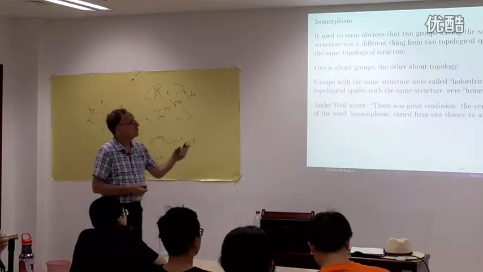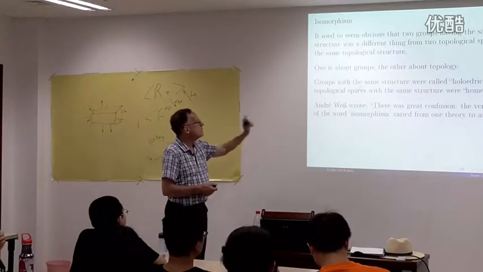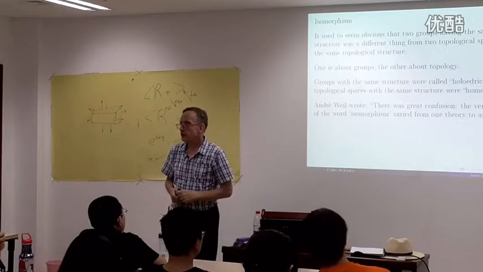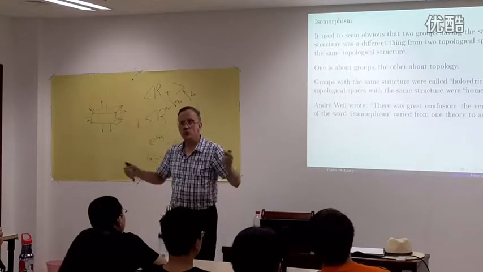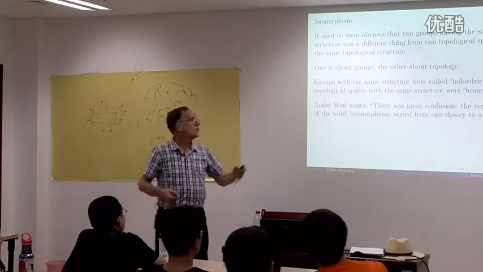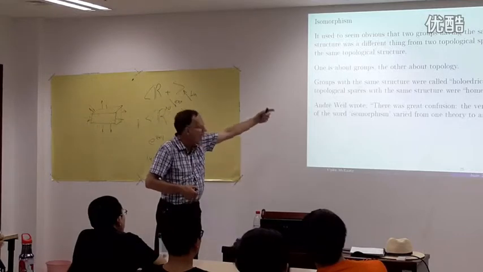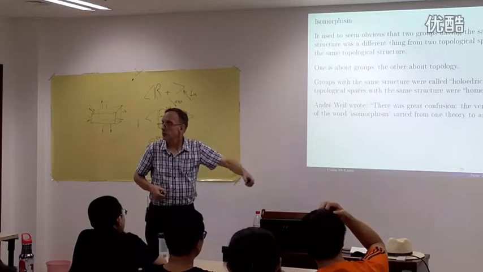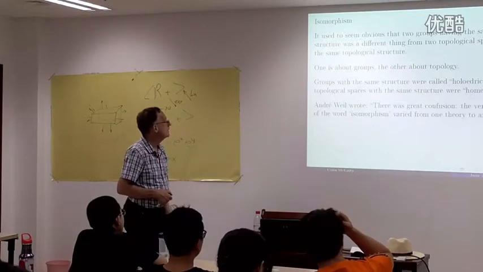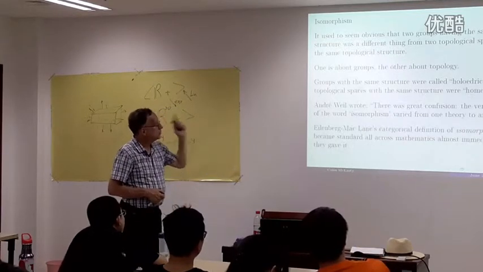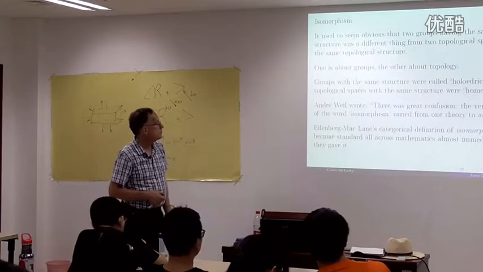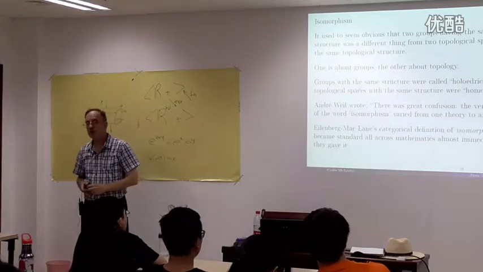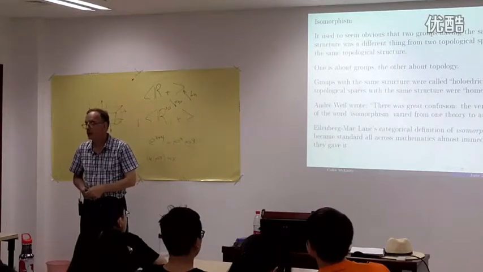So they said there was great confusion. The very meaning of the word isomorphism varied from one theory to another. Actually, for historians in the room, they didn't even use the word isomorphism. What we now express by isomorphism was expressed differently in different theories. Eilenberg and Mac Lane's categorical definition of isomorphism became a standard across mathematics almost immediately after they gave it.